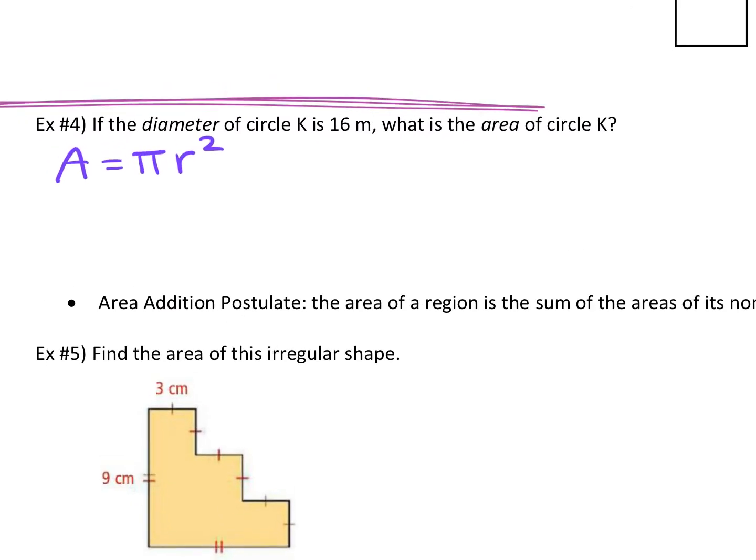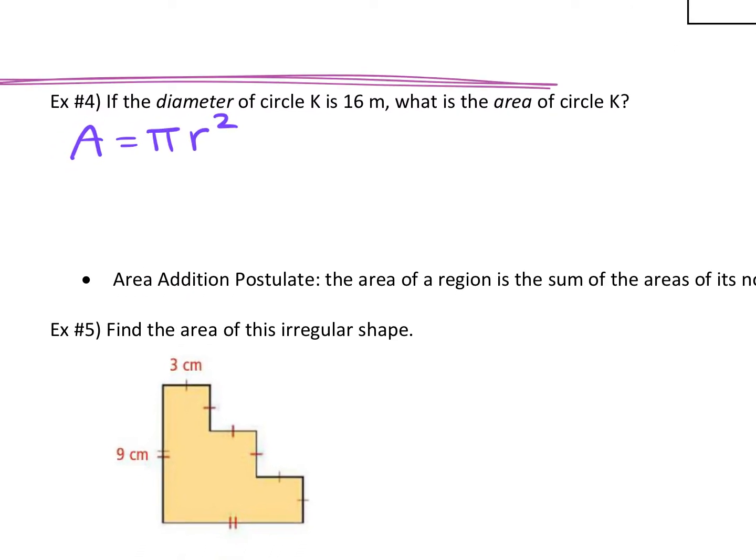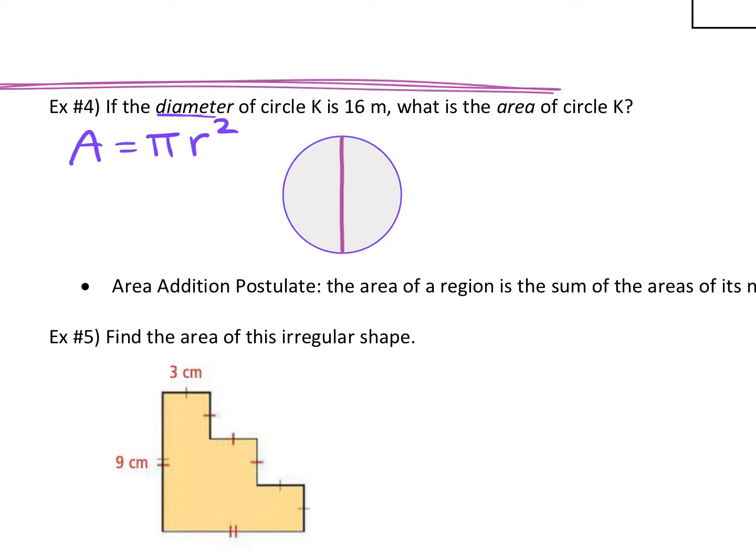Okay, so if that's the formula for the area of a circle, this says if the diameter of a circle is 16 meters, what is the area? So let's draw a picture. Let's say you have a circle, and they told us you have a diameter. What's a diameter? The whole way across the circle through the center. Okay, that's a diameter. So it says the diameter is 16 meters. The question is, what is the area of the circle?